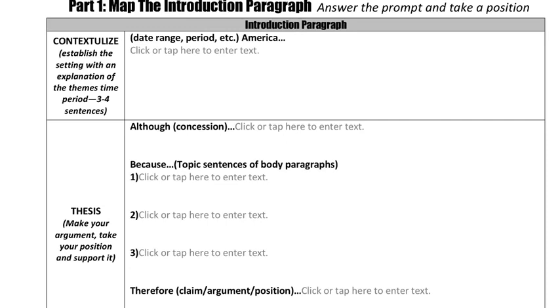In the course of our sample DBQ, the student said, although the New Deal did not fix all the problems of the Great Depression, it used deficit spending, it offered relief, recovery, and reform to most Americans, and it forever changed the makeup and the expectations of the federal government. Therefore, the New Deal was successful despite having some failures. Period. End of introductory paragraph.